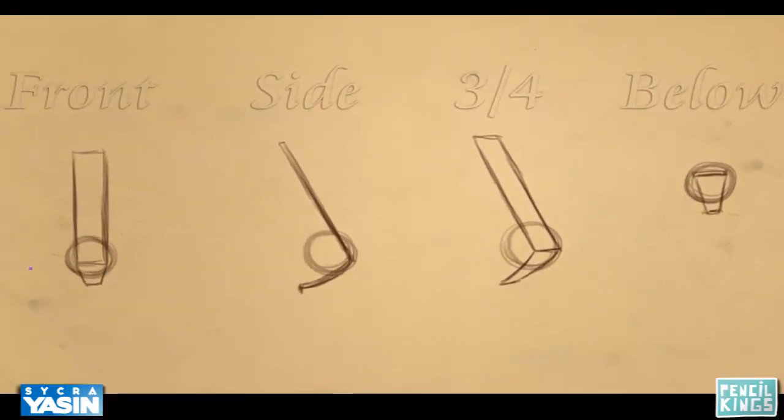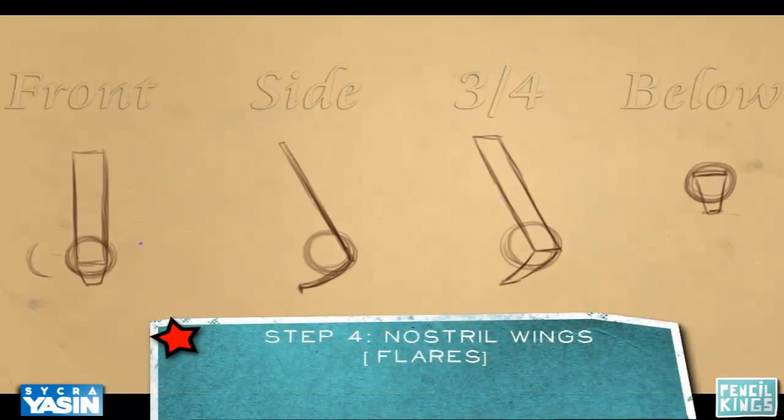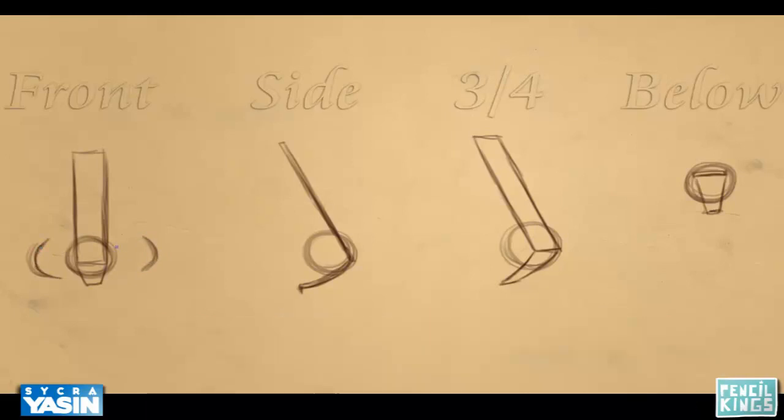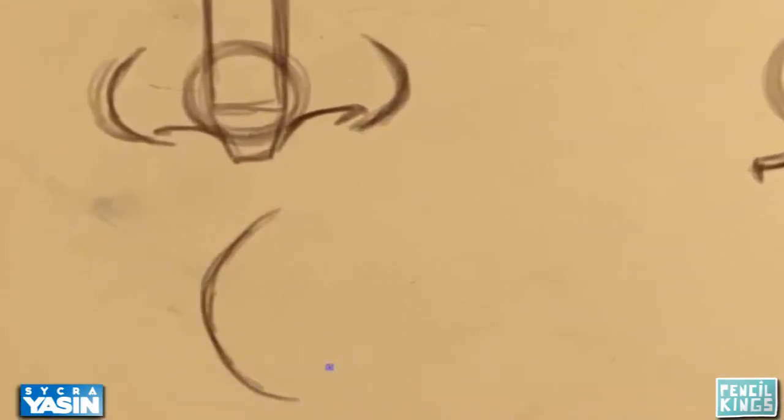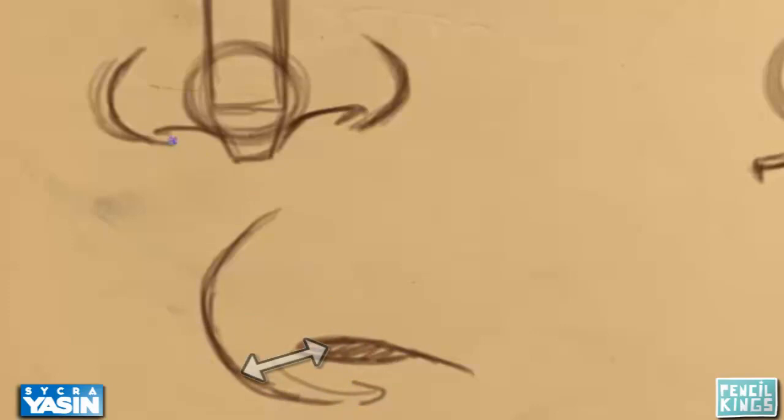Now I'm going to draw in the wings of the nostril. So I start by getting in the outer edges. Then I just put in the nostril itself. Now you'll see, if I were to zoom into this area, if this is the nostril, there is a gap between the wing and the nostril itself, and you want to make sure that that's there.